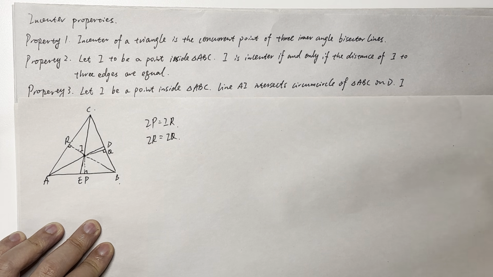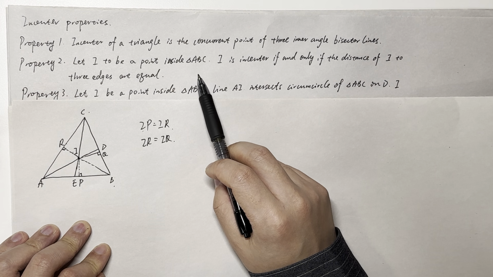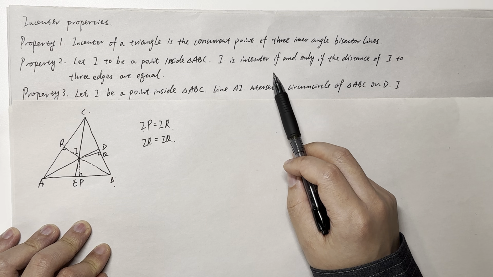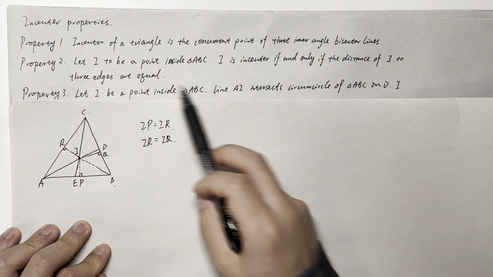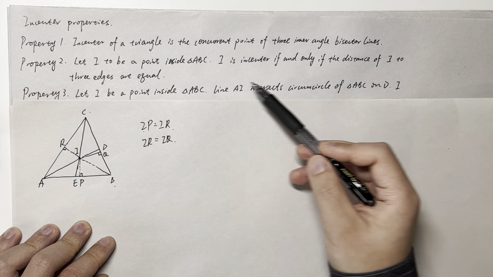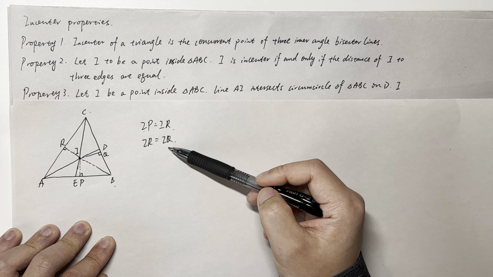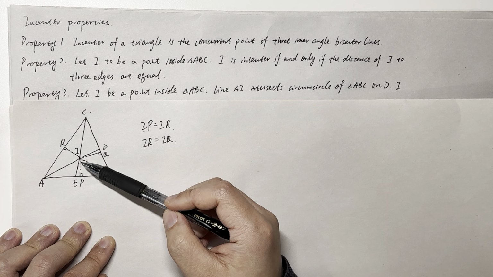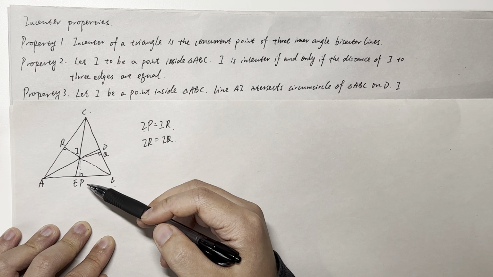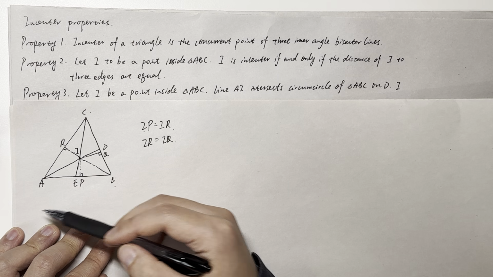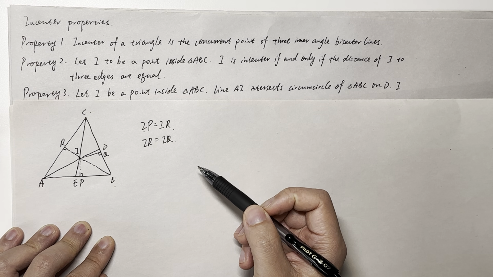Okay, for property 2. Let I be a point inside the triangle ABC. I is the incenter if and only if the distances from I to the three edges are equal. This is obvious because if I is the incenter, then we already know that the distances from I to the three edges are equal. And if a point has the same distance from the three edges, that means this point is on the angle bisectors of the three angles, which means that it is the incenter.